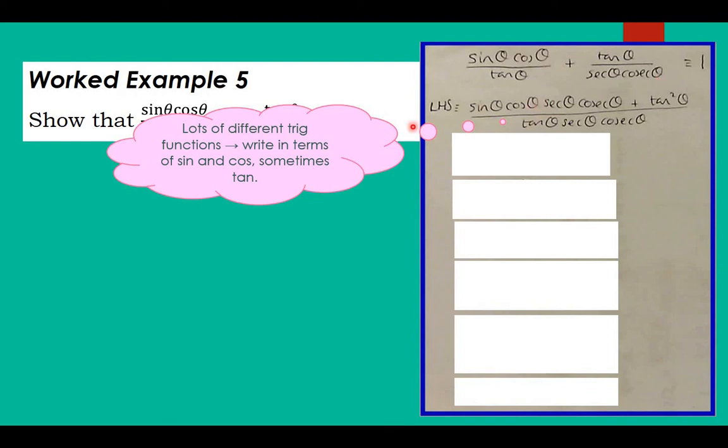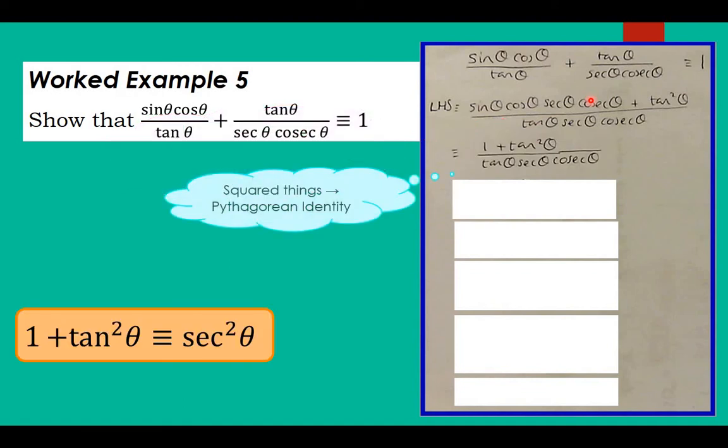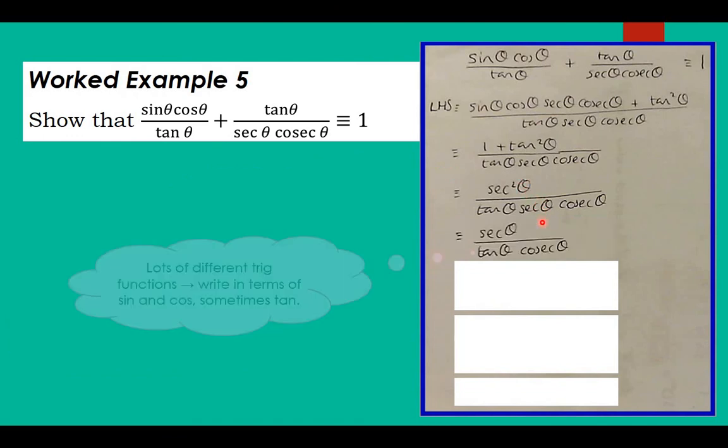Okay. Now we've got loads of different functions here, so let's think about writing things in terms of sine and cos. So we've got sine and cos, and then sec is 1 over cos, and cosec is 1 over sine, so they're going to cancel in that first term. Okay. And now we've got a squared thing, tan squared, so we look up the identity, or remember the identity, with the tan squared in it, and that's great, that's going to simplify matters. Now I hadn't bothered messing with the denominator yet, and that's a good thing, because one of the sec squareds can cancel with sec.